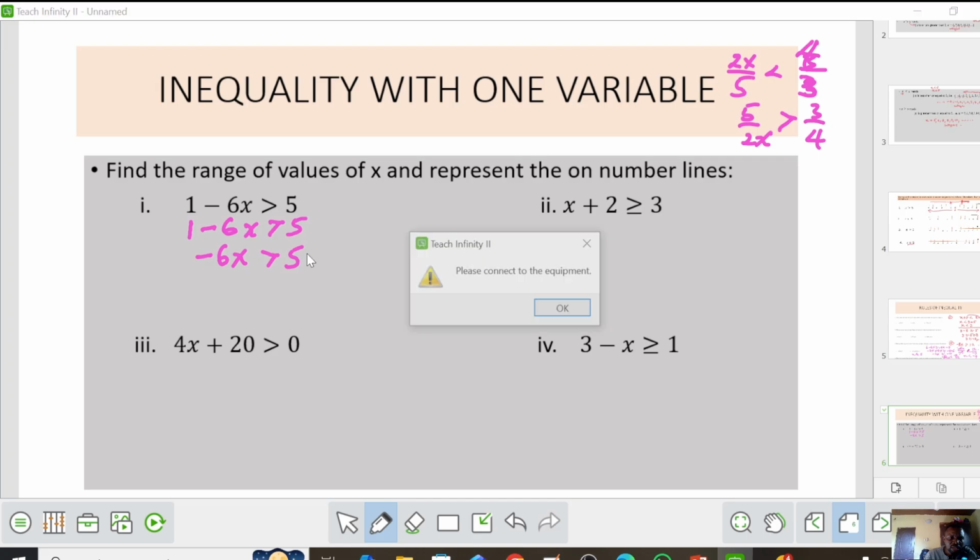The 1 that we move to the other side is going to be minus 1, because it is positive, and when you cross the inequality sign, the sign changes. So this gives me minus 6x greater than, we subtract this 1, 4.